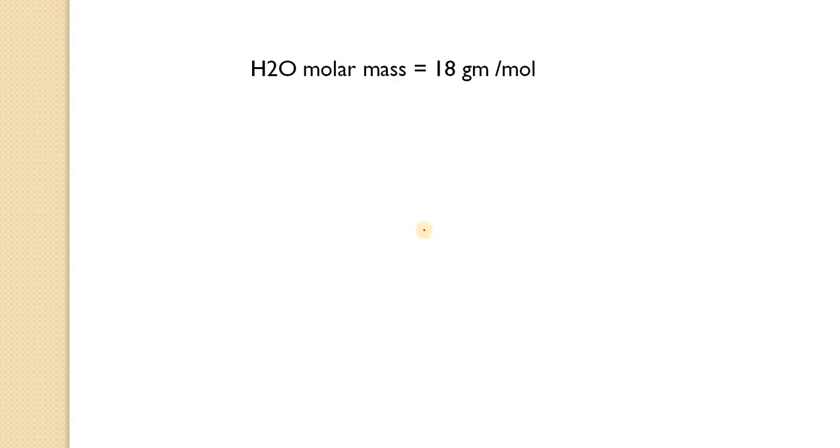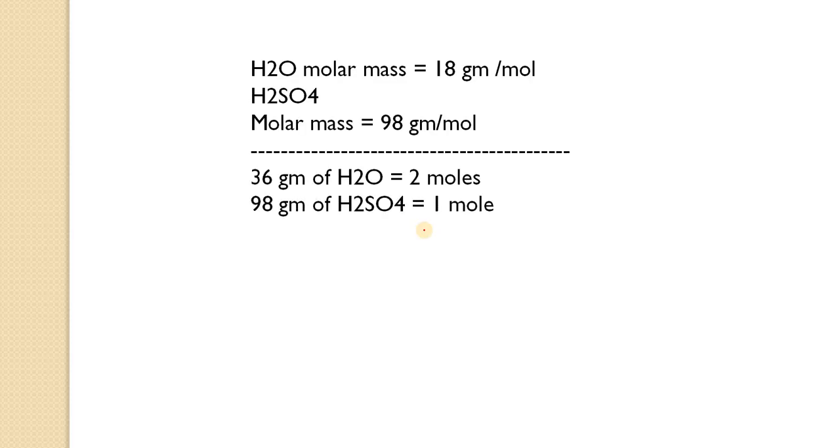Now can you simply tell me how many moles are there in 36 gram of water? You will say, sir, 18 gram of water means 1 mole, and 36 gram of water equals 2 moles of water. And 98 gram of H2SO4 equals 1 mole of H2SO4, right? And 36 gram of water means 2 moles, right? This is very simple.